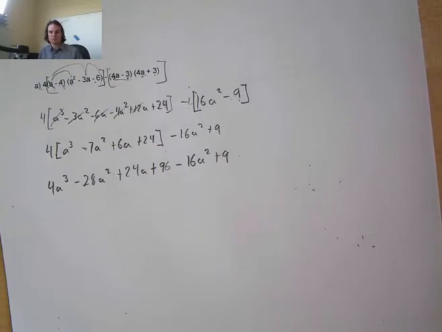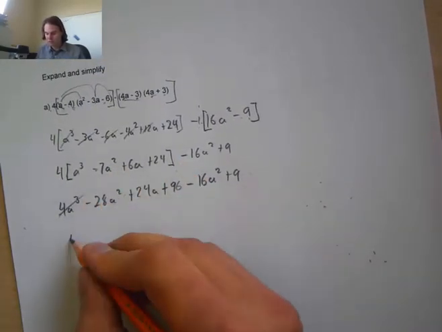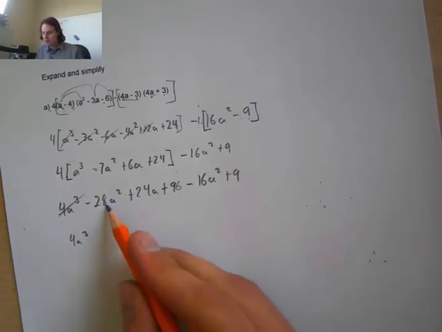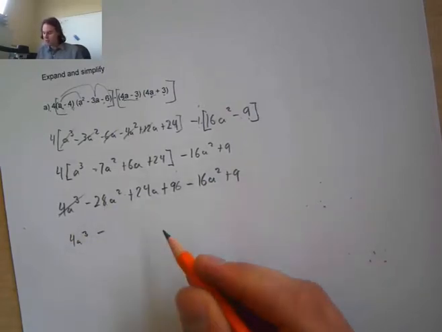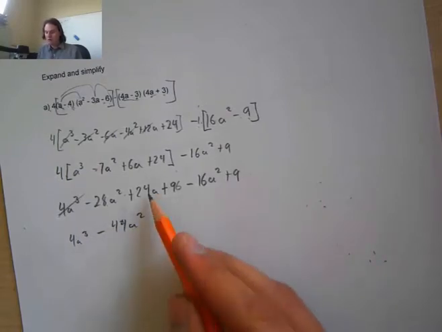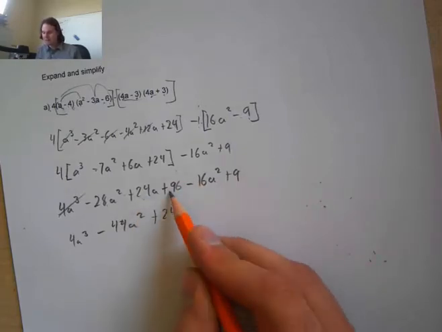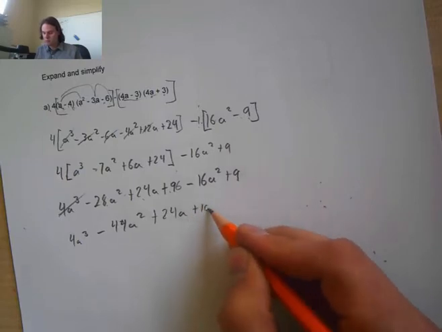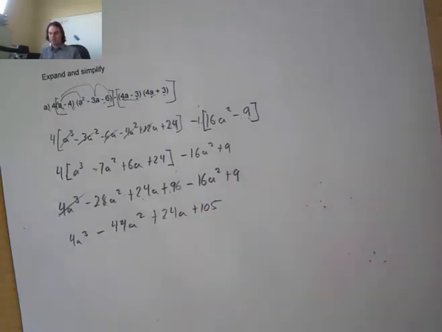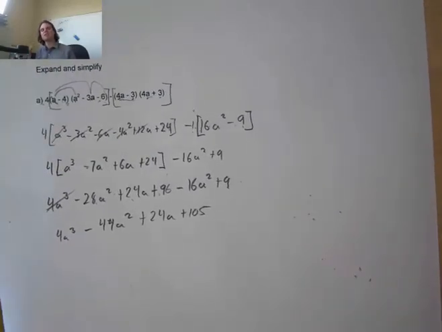Okay, so what does that give me? Combine all this together now. I have 4a cubed, 28a squared, and 16a squared will give me negative 44a squared, and then 24a, and 96 plus 9 will give me plus 105. All right, and that is it. Okay, it's very tedious. It's not difficult, it just takes a long time to do.